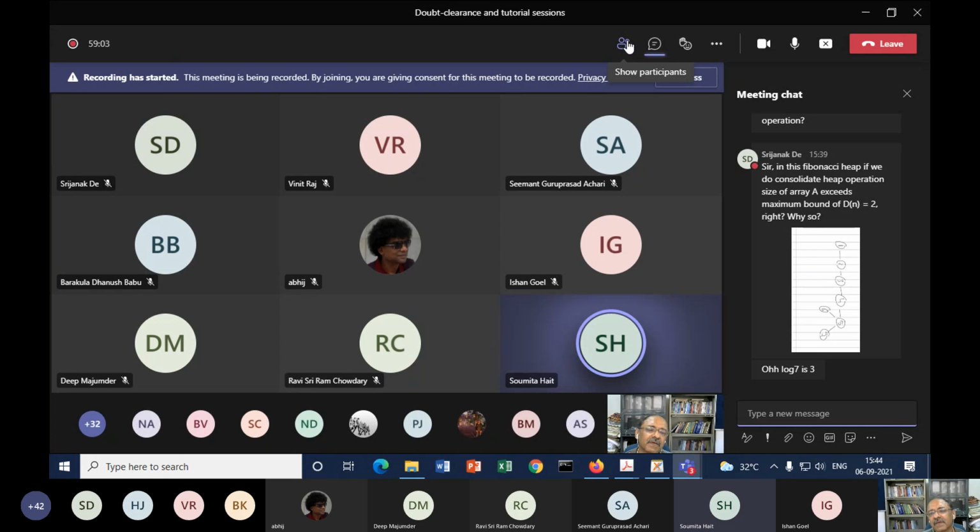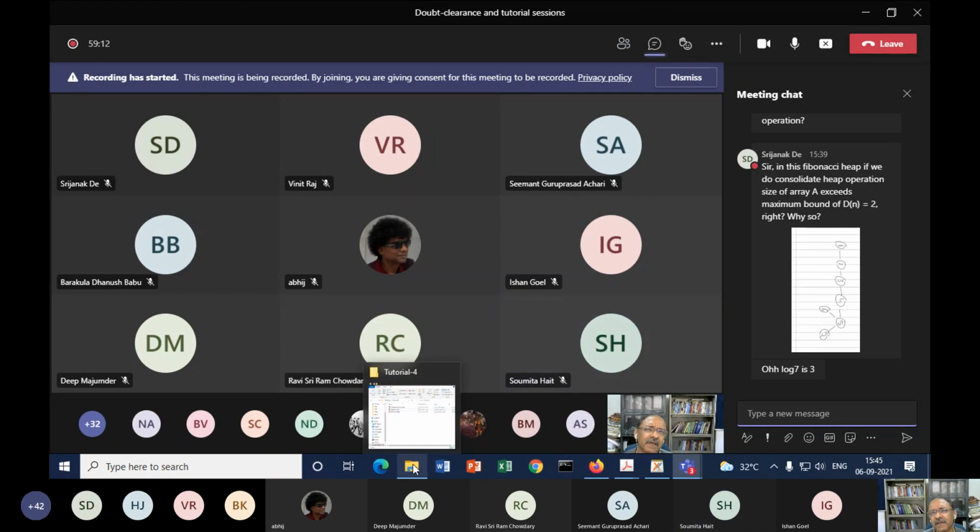Sir, can you discuss the sixth problem of last tutorial? Which was the problem? Sir, I think the K-regular bipartite graph. Oh, okay. So it was that the K-regular bipartite graph has a perfect matching, right? Yes, sir. So I think just give me a second.